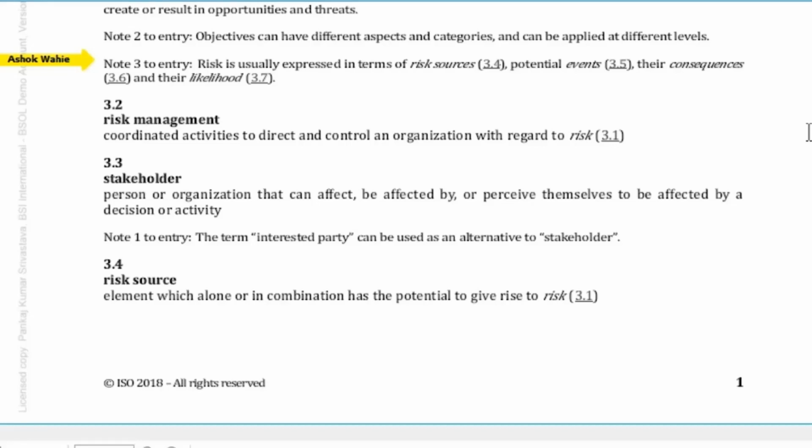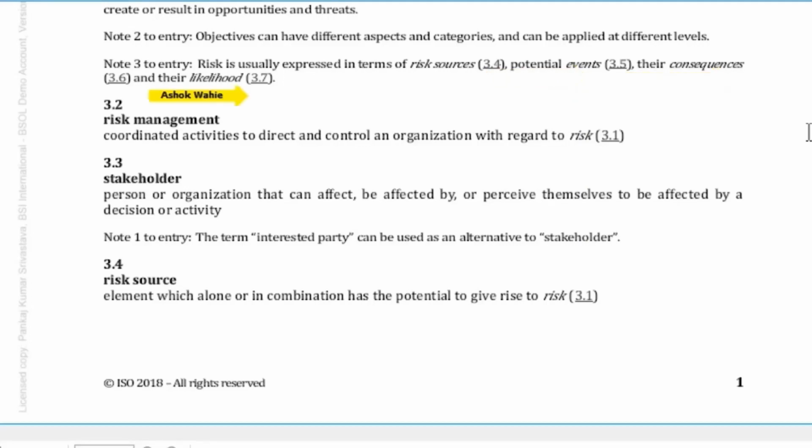Third, risk is usually expressed in terms of risk source. That means what was the source of the risk? What were the events which have been created? What is the consequence and likelihood? So when we are describing the risk, we have to look at these four elements. What is the risk source? Source means what is the element that has given rise to the risk? What is the event which has occurred because of this risk source? A threat exploiting a vulnerability will give rise to an event. Now, what are the consequences of this event and what is the likelihood that this event will occur?